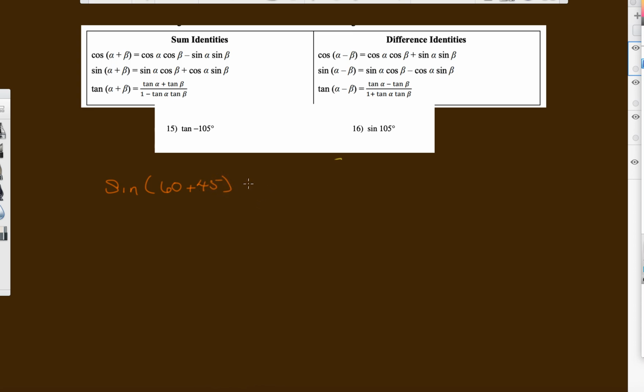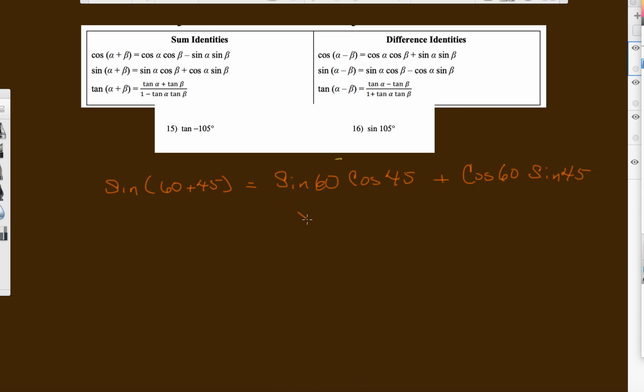which is going to be the same as sine 60 cosine 45, right? It's our sum, right? We're going to add them together. Cosine 60 sine 45. We should know all these.